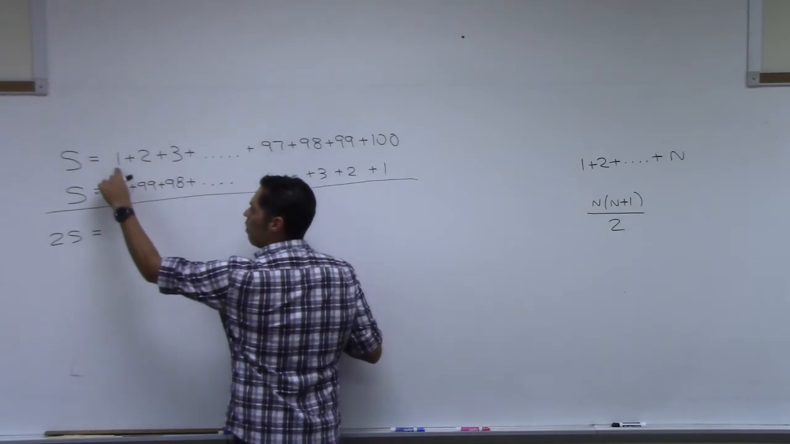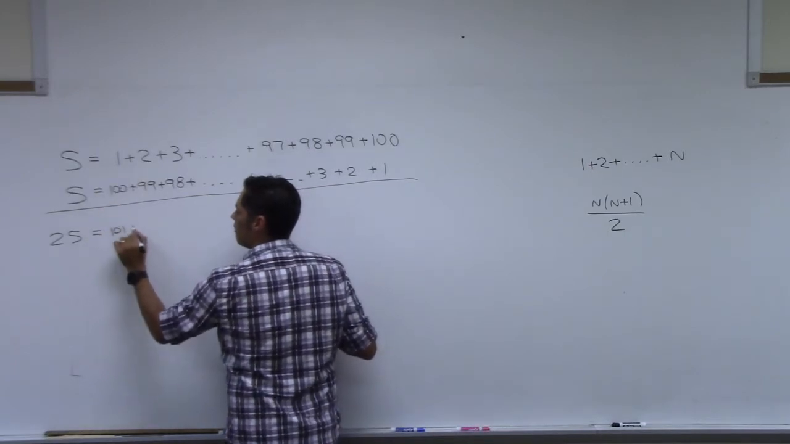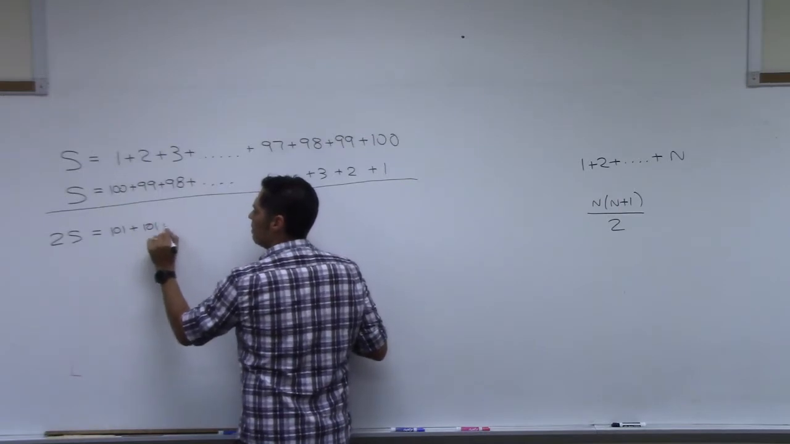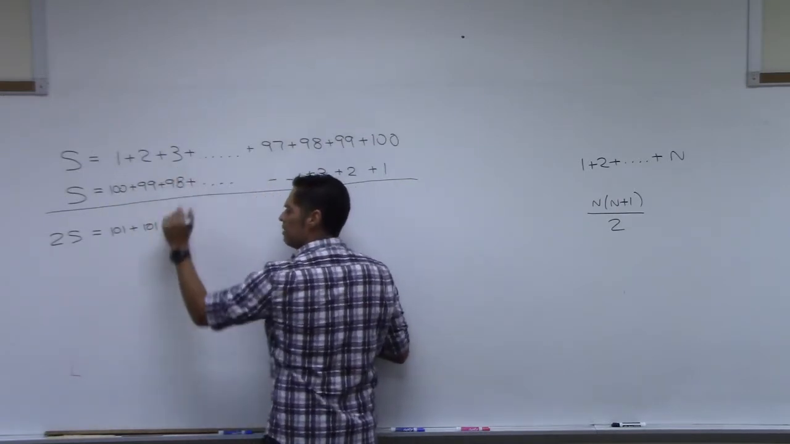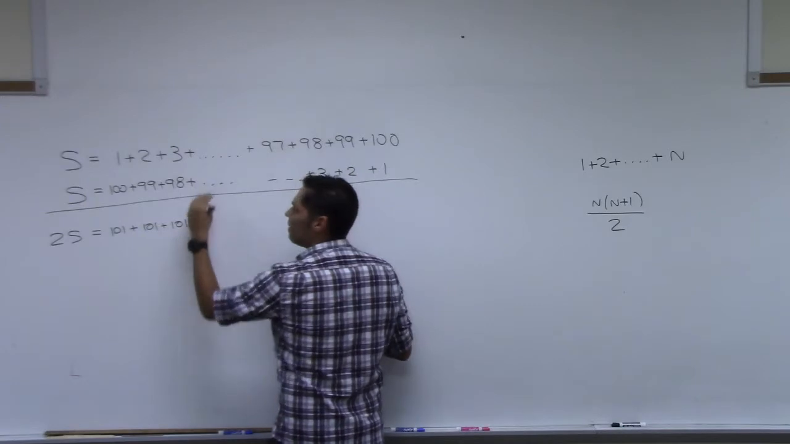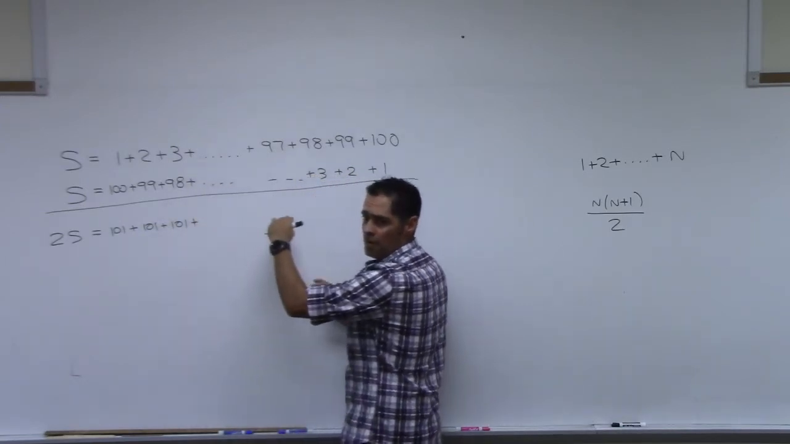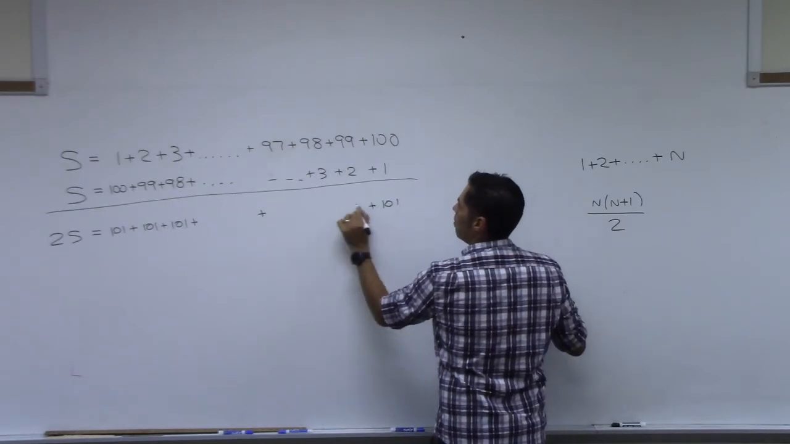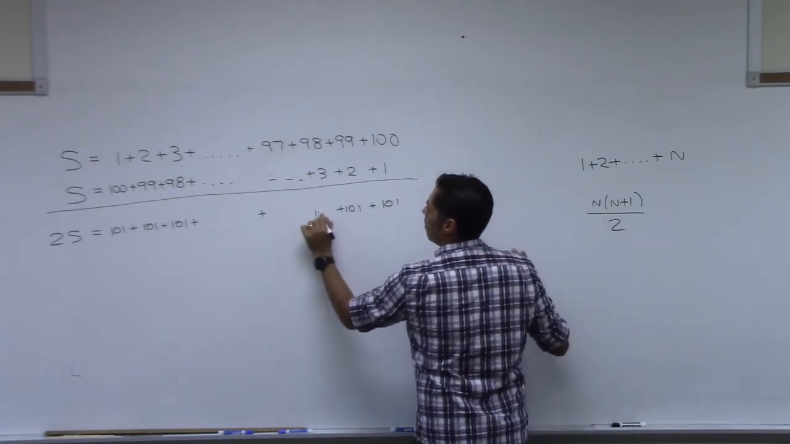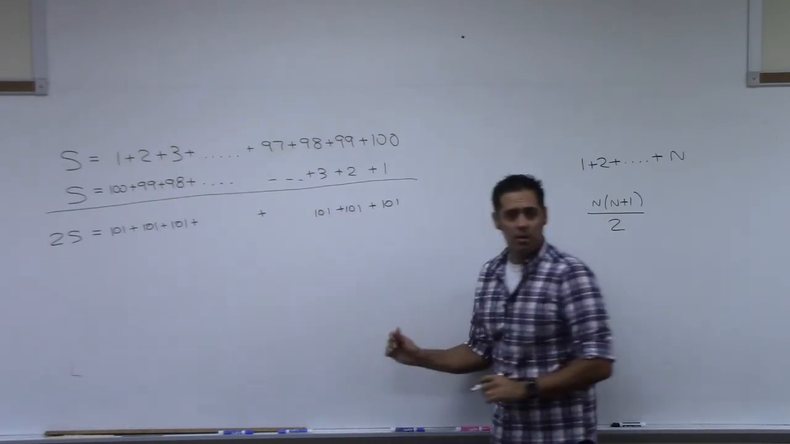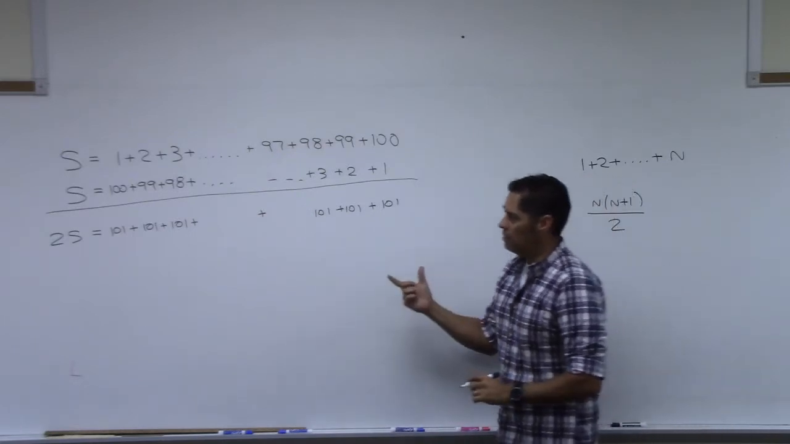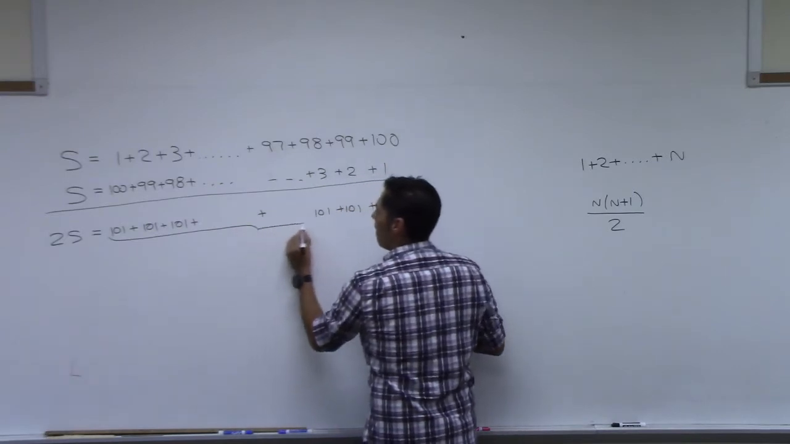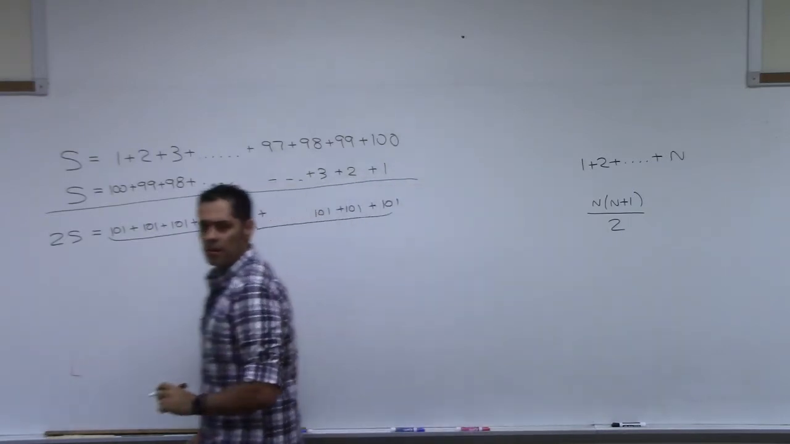What's 100 plus 1? 101. What's 99 plus 2? 101. What's 98 plus 3? 101 again. In fact, if I keep doing this, these are all 101s, aren't they? All the way down, even when you get to the last one. 101, 101, 101, right? Agreed? Now, critical question here. How many of those are there?